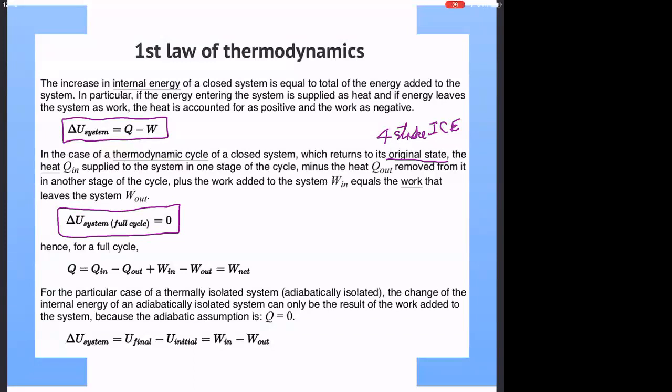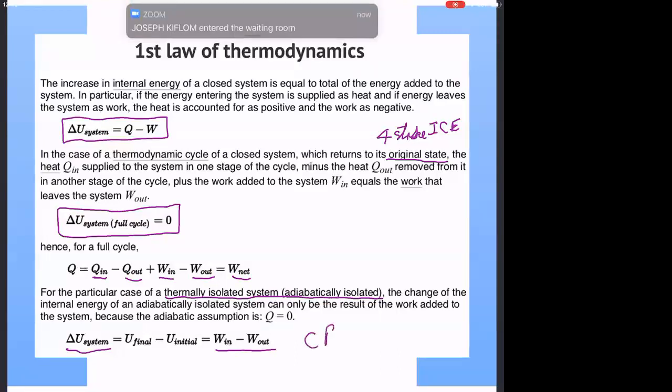Okay, so you can work this out. The heat input is Q in minus Q out, so that's coming in, coming out, plus work in minus work out. This is the net work. For the particular case of a thermally isolated system, also called adiabatically isolated, and we've been talking about these systems in the past where we talk about CPCs and so on, the change of the internal energy of an adiabatically isolated system can only be the result of the work added to the system, because the adiabatic assumption is that the heat input is zero. There's no exchange of heat with the surroundings. In that situation, the change in internal energy of the system is simply the difference between the work done on the system minus the work done by the system. In fact, this is how we actually derive the CPC performance. So you may want to go back and review that.